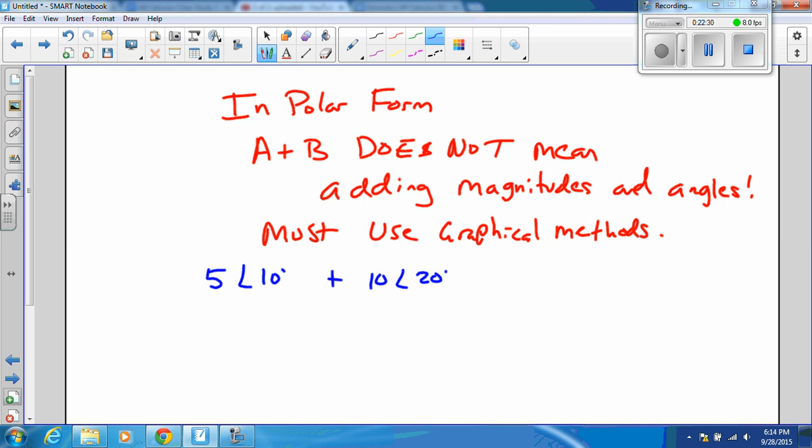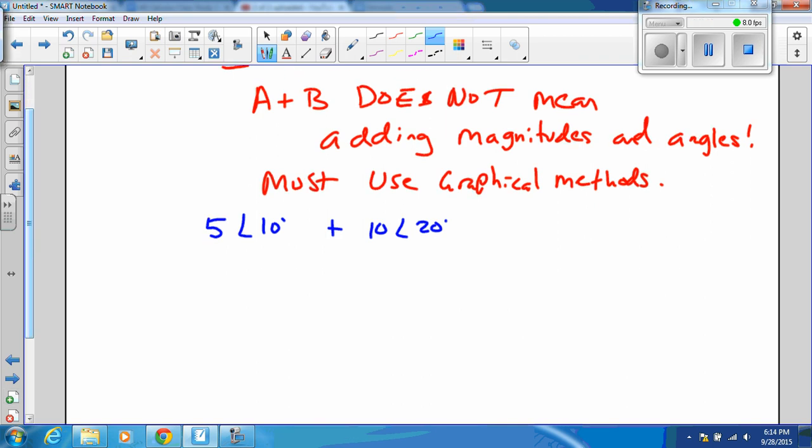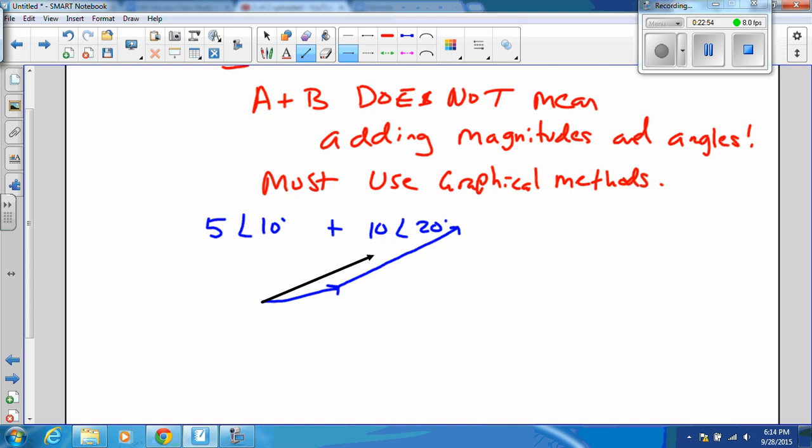But for now, if you have the vector 5 at an angle of 10 degrees, and you need to add it to the vector 10 at an angle of 20 degrees, then please refrain from just trying to add the magnitudes and the angles together to get 15 at an angle of 30. That's wrong. Why? Well, let's do a quick sketch. 5 at an angle of 10 is going to be something like that. And 10 at an angle of 20 is going to be twice as long like that.